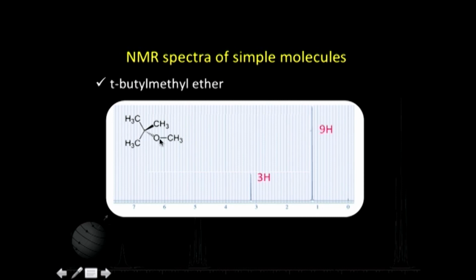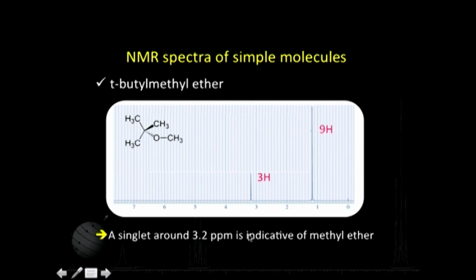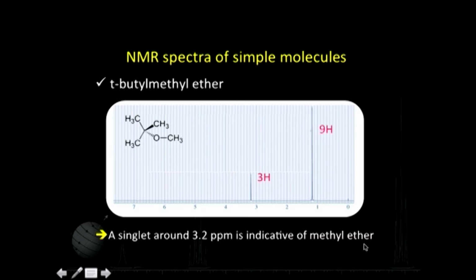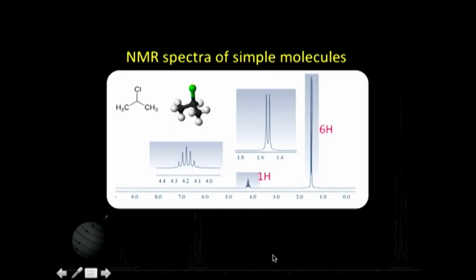And this OCH3, that means this methyl group attached directly to an oxygen atom as an ether linkage, is coming around 3.2 ppm. That again is a very typical value for O methyl. So suppose you have a spectrum and you get a signal for 3 protons somewhere around 3.2 or 3.4 ppm, that is an indication that the molecule has a methyl ether. So O methyl comes around 3.3 ppm or so. Look at this molecule here. This is 2-chloropropane.